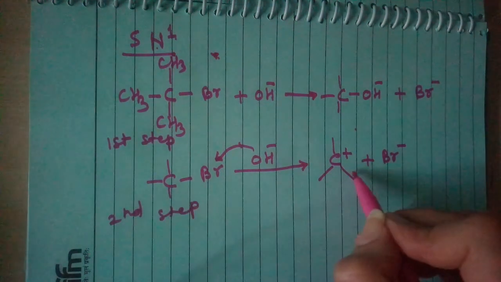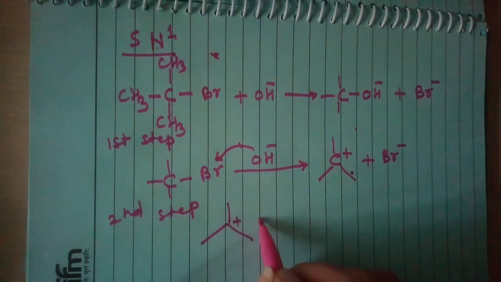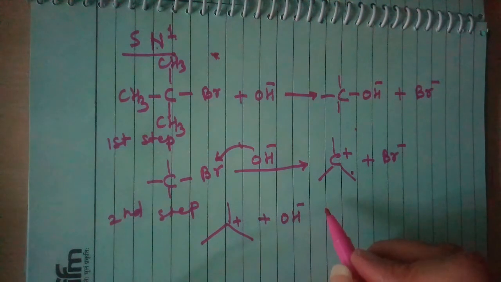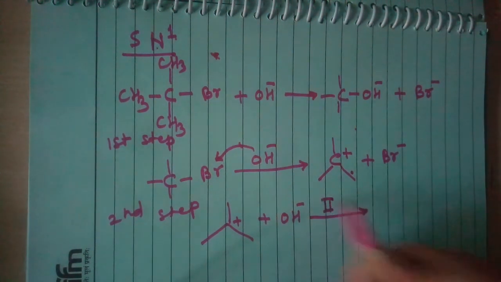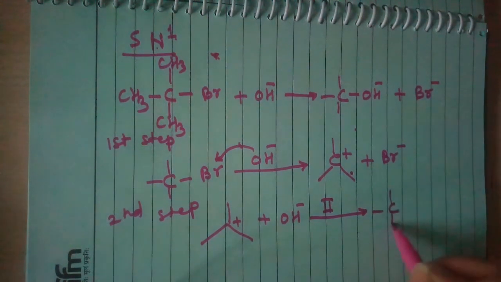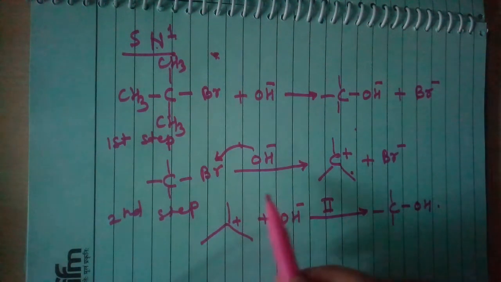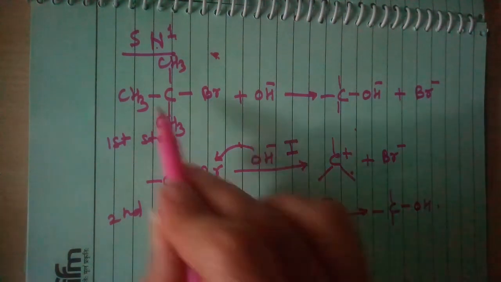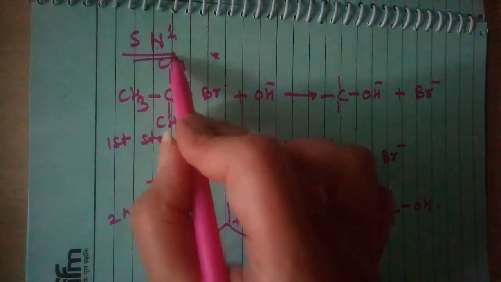In the second step, what happens? This carbocation which is formed here is attacked by this OH minus, and this is step 2 here, and you will get the final product. Okay, so this is the SN1 reaction mechanism. This is the first step and this is the second step. So this reaction is carried out in 2 steps by the SN1 mechanism.